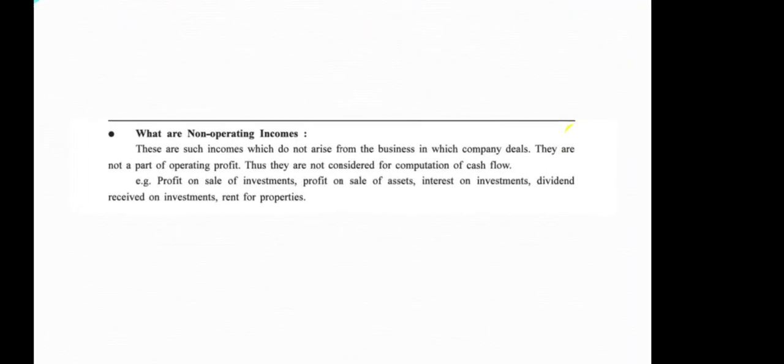Now, let us talk about what non-operating incomes are. These are incomes which do not arise from the business in which the company deals. They are not part of operating profit, thus they are not considered for computation of cash flow. What can be the examples? Profit on sale of investment, profit on sale of asset, interest on investment, dividend received on investment, rent for properties, etc.